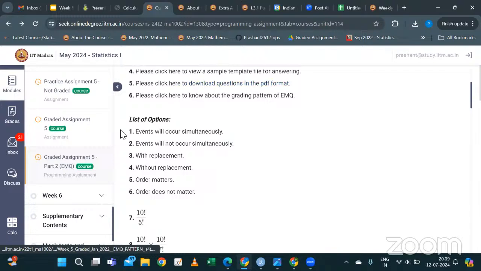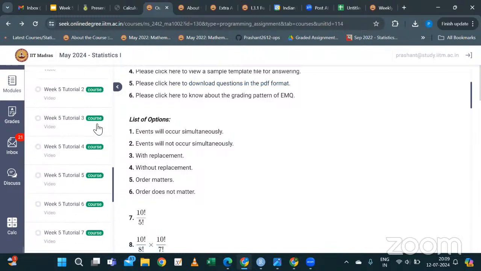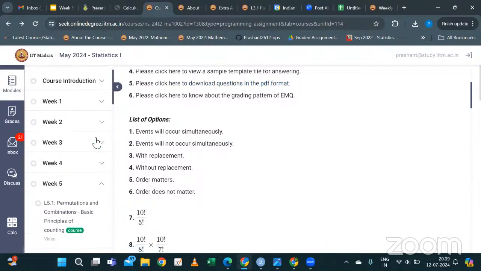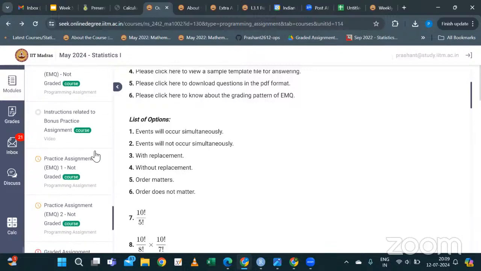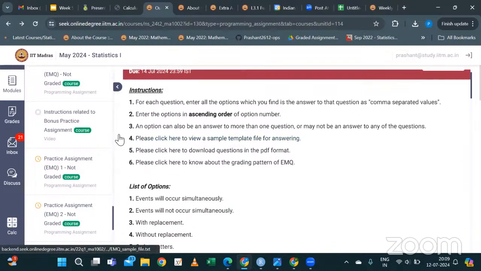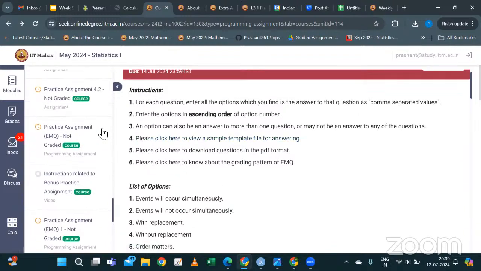Sometimes people blindly use the formula, but they don't know why they are using that particular formula. Sometimes we make mistakes, like whether I should go for permutation or combination. If you are able to identify the steps, you will be able to use the particular formula.